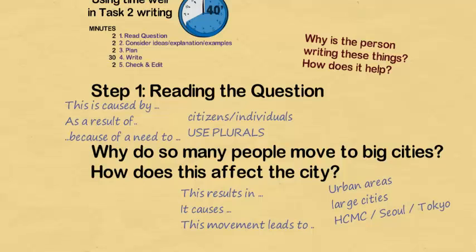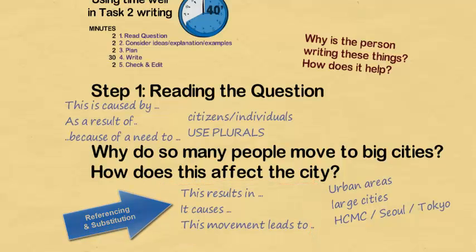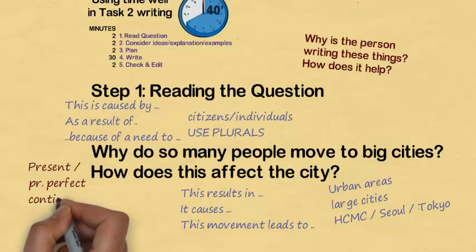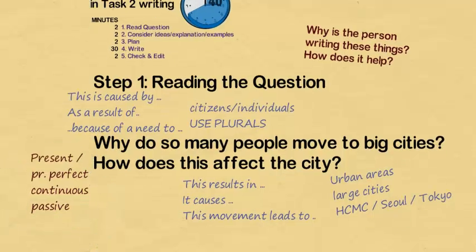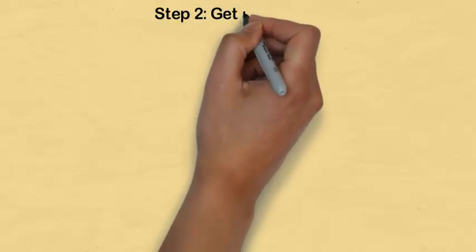We can also think about referencing and substitution. We see this a little bit here with this, it, and this movement leads to. So once you've thought about the synonyms, you should also think about the grammar you're going to use and what kinds of tenses would you use. So we see this is a present question, so they're considering present. Step 2 is the exciting bit. It's your chance to get ideas. So this is your chance to show off with kind of ideas that you might have.